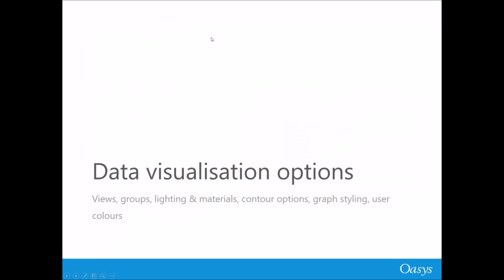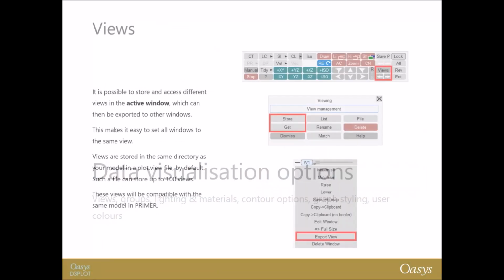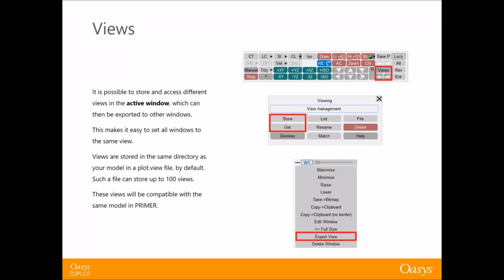Now I'm going to go a bit more in depth into some data visualization options available in D3Plot and T. I'll start with views. Views are used to save specific positions in windows from which to inspect your model. You can use the viewing tool to store, recall, and edit views. And views can be exported to other windows in D3Plot or even accessed from Primer.